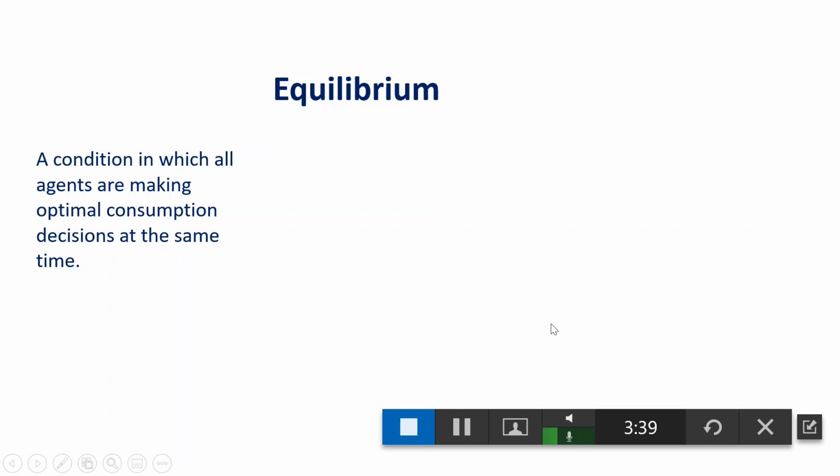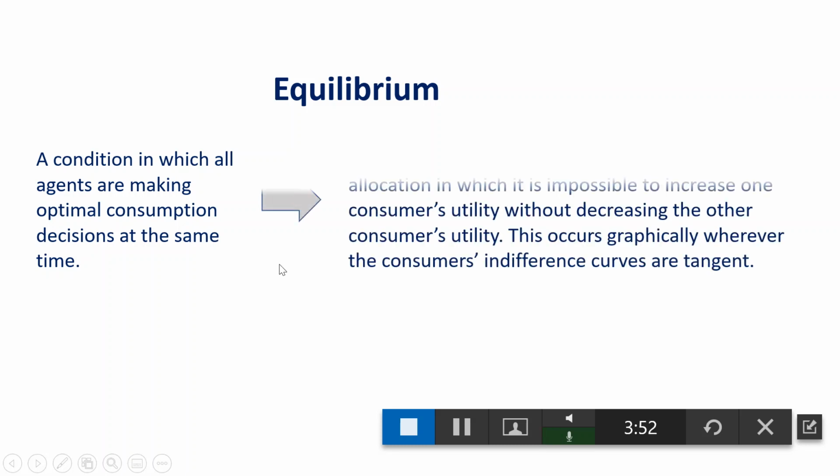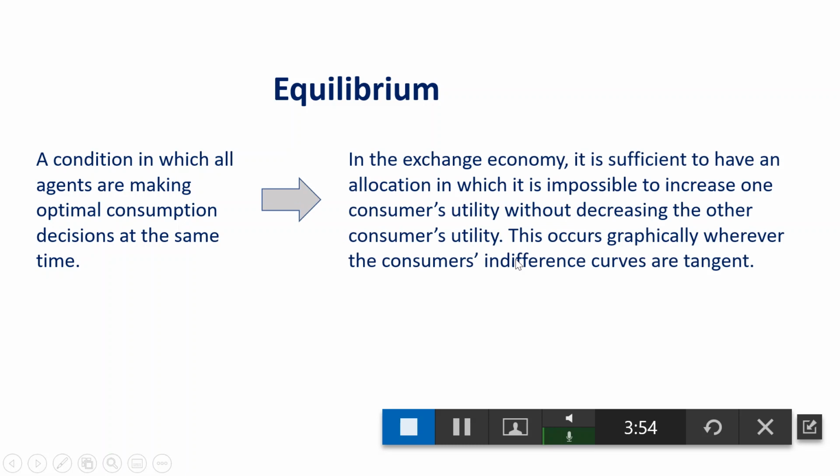Now how do we find the equilibrium where we know the optimum quantity? Equilibrium is a condition in which all agents are making optimal consumption decisions at the same time, given that your resources are fixed. So in the exchange economy, it is sufficient to have an allocation in which it is impossible to increase one consumer's utility without decreasing the other consumer's utility. So this is where we achieve Pareto optimality.